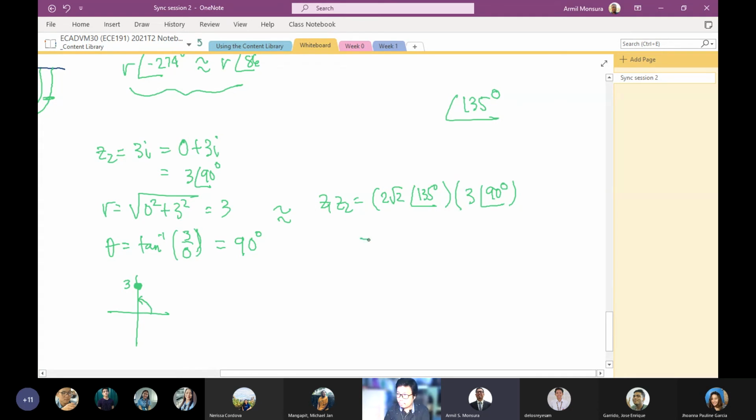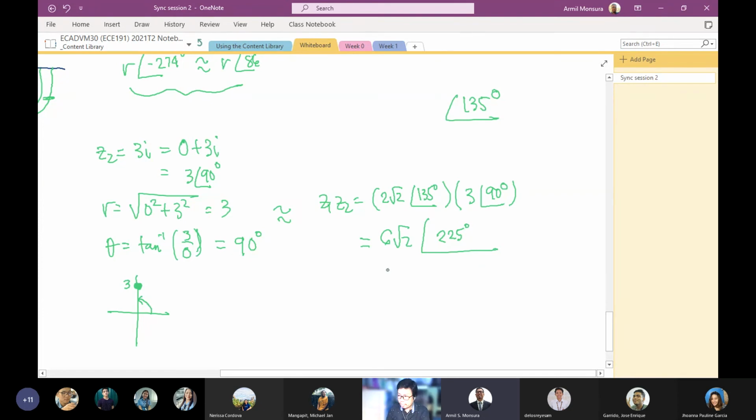Okay. Now, this would then be 6 square root of 2. That's the product of the moduli, or the product of the magnitudes. Angle, what is 135 plus 90? 225 degrees. Is that correct? Okay. But this angle is more than 180. This is more than 180 degrees.